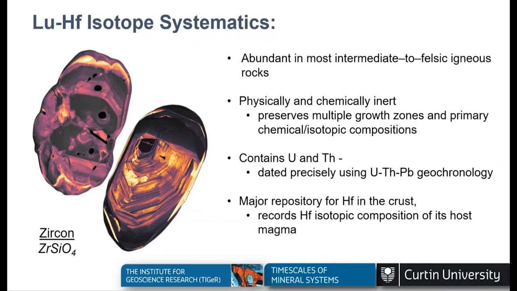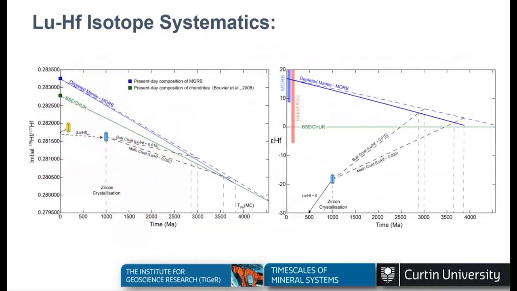But importantly, zirconium and hafnium sit right beneath one another on the periodic table. So zircon is the major repository for hafnium in the continental crust. So it allows us to get quite precise hafnium isotope compositions of the magmas from which that zircon grew, which we can then plot on diagrams that we saw previously.